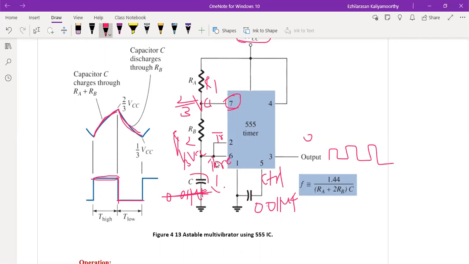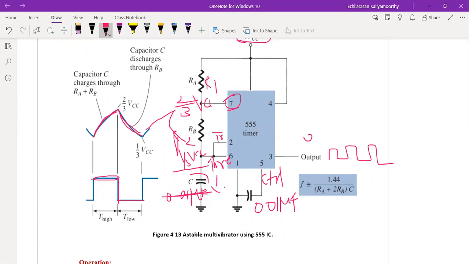What is the trigger level here? The trigger level is 1/3 VCC. When it goes below 1/3 VCC, the flip-flop will be triggered again so that the output goes back high and the discharge transistor is turned off. Then the capacitor can charge again through the resistor, and then discharge again. So the process is continuous.